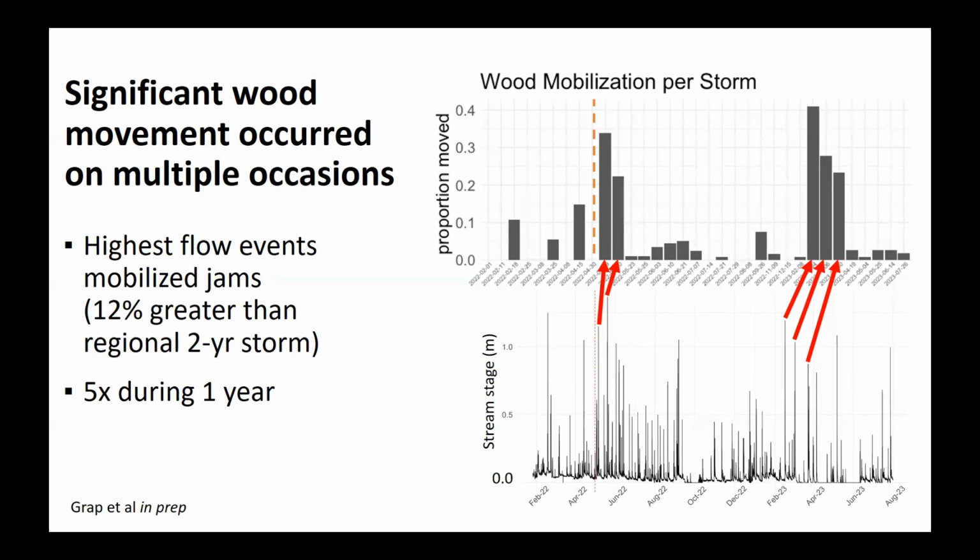The highest flow events mobilized the wood jams. I talked about these critical flows earlier in the talk, and these flows were about 12% greater than what a regional 2-year storm would be in an unimpaired system. But these occurred 5 times during 1 year. So you're seeing, again, that frequency of discharge being very high. And so what happened in the stream with this wood mobilization?